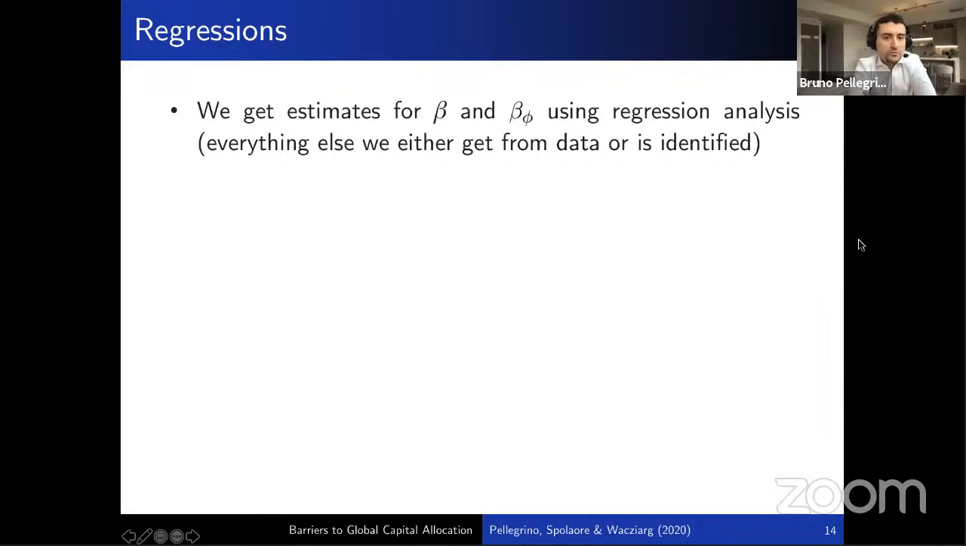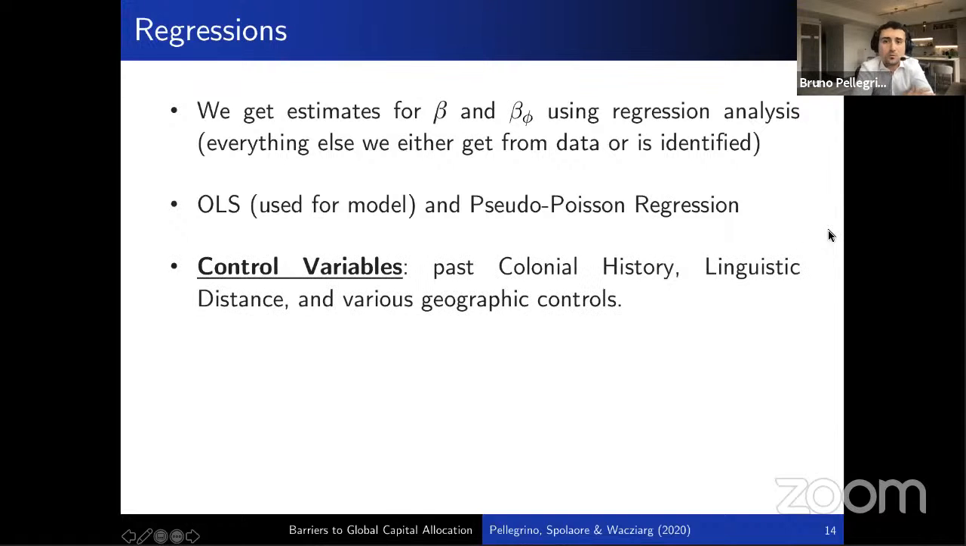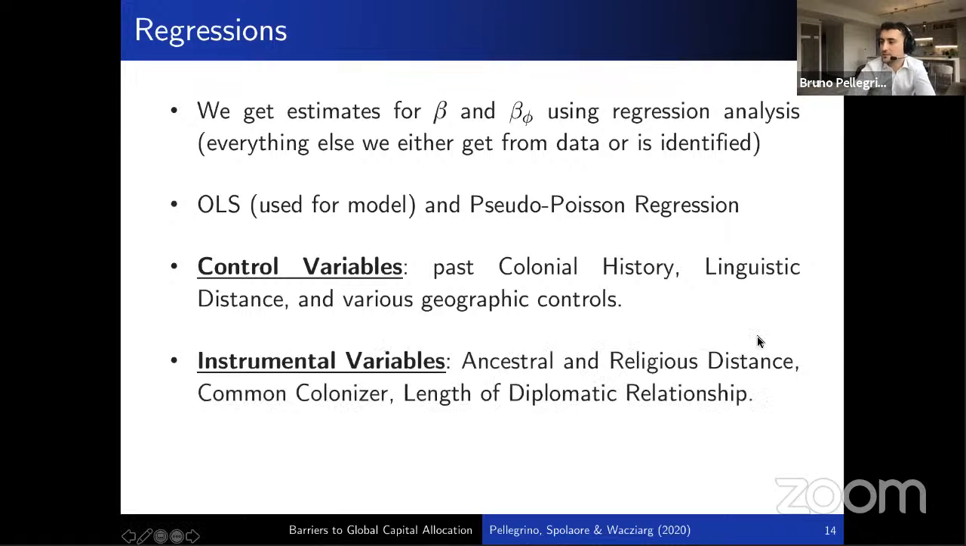Now, all we need to take our model to the data are estimates for these semi-elasticities beta and beta phi, and we get them using regression analysis. Everything else we either get from the data or is identified. So we use both OLS as well as pseudo-Poisson regression to account for zeros in the data. We also run regressions with various control variables, accounting for various historical ties and geographic ties. And we also have an instrumental variable specification to account for the potential endogeneity of cultural and institutional distance.